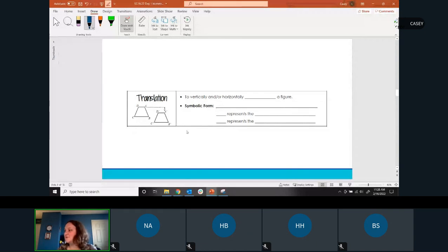Well, we're going to do some translations here, but more for geometry. And the translation really means we're going to move it left and right or up and down. So it's a little different than the translation that we already know. I like to call a translation a slide. We're going to slide our figure.